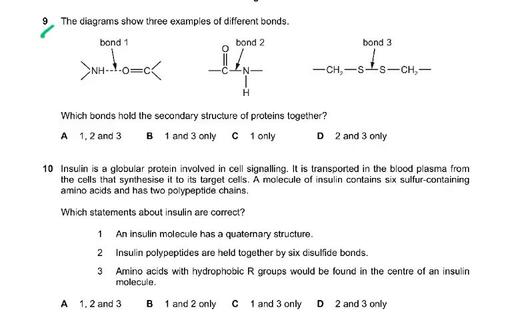Question number 9. The diagram shows 3 examples of different bonds. Bond 1 is a hydrogen bond, bond 2 is a peptide bond, and bond 3 is a disulfide bond. Which bonds hold the secondary structure of proteins together? So that's hydrogen bonds. So the answer to 9 is C. Only 1 is the one because the hydrogen bonds will hold it. You see, the peptide bonds are in the primary structure.